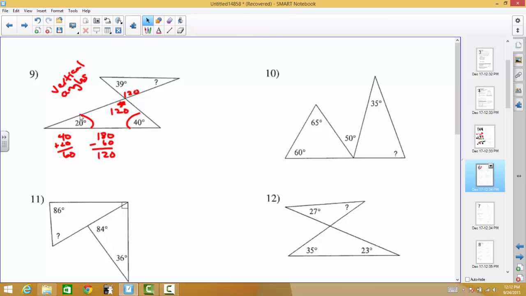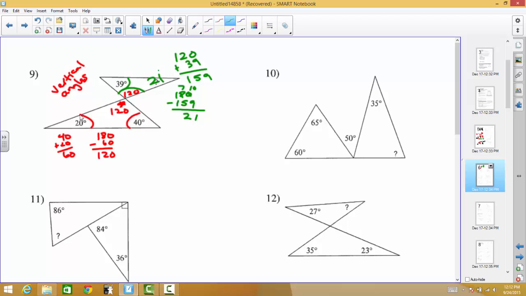Okay, the three angles of a triangle add to give you 180. 120 plus 39 is where we're at next. That's 159. So 180 minus 159. I'm thinking of 180 minus 160 is 20, so it would be 21. If you still need to, you can totally borrow. 10 minus 9 is 1, 7 minus 5 is 2. So regardless, 21 is your answer.